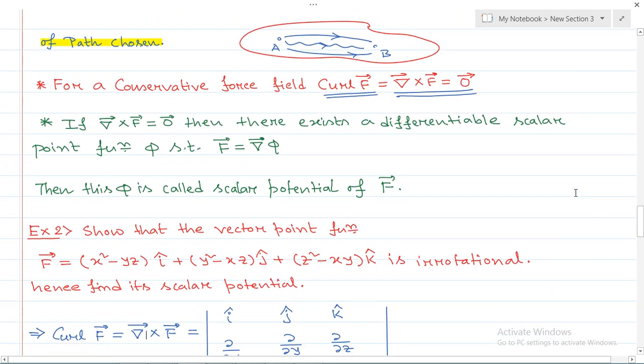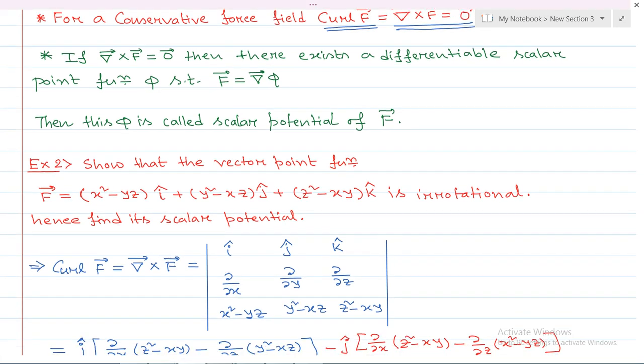Now once the force field is irrotational, the concept of scalar potential comes in. If the force field is irrotational, then this F vector can be represented as the gradient of phi. That is, there exists a differentiable scalar point function phi such that F vector can be represented as grad of phi. This phi is said to be the scalar point function or scalar potential for the F vector. It will happen whenever the force field is conservative, that is, the F vector becomes irrotational.